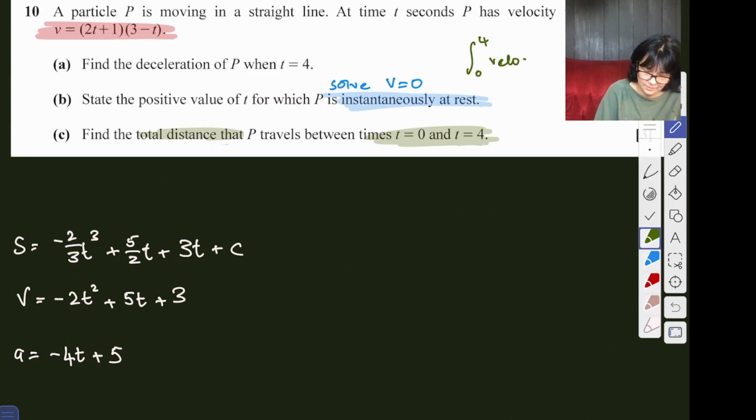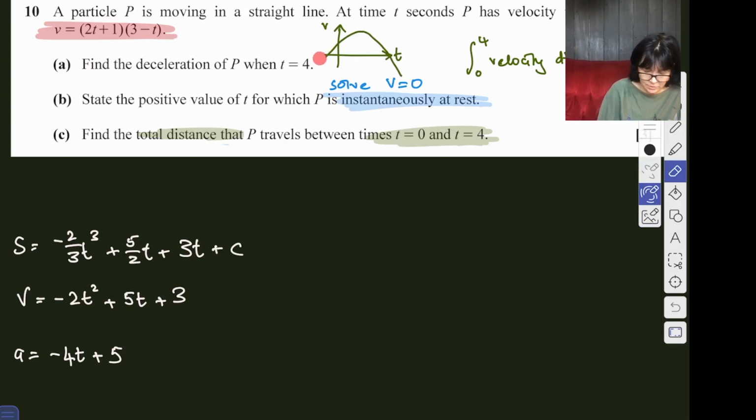Here's the velocity. Am I safe to do this in one go or not? Let's look at the VT graph. So it's a negative quadratic. It's going through 3 and minus a half. We don't have any negative t, so we don't need to worry about that. This one is 3.